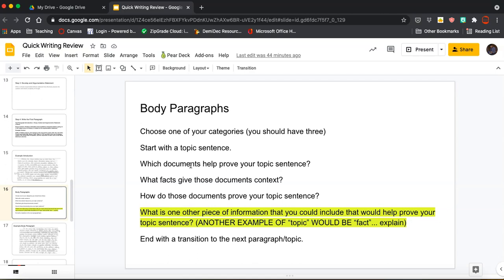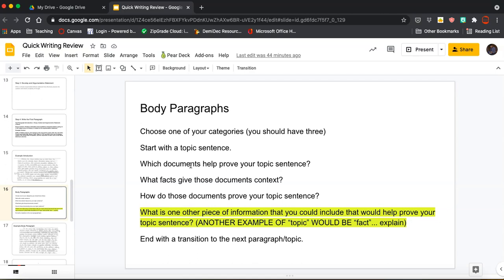So that's the HIP: historical situation, intended audience, point of view, or purpose. So we'll look at that here in a second. And then make sure in that discussion that you're explaining how it proves your topic sentence. Okay? At the end of the paragraph, give me another example.